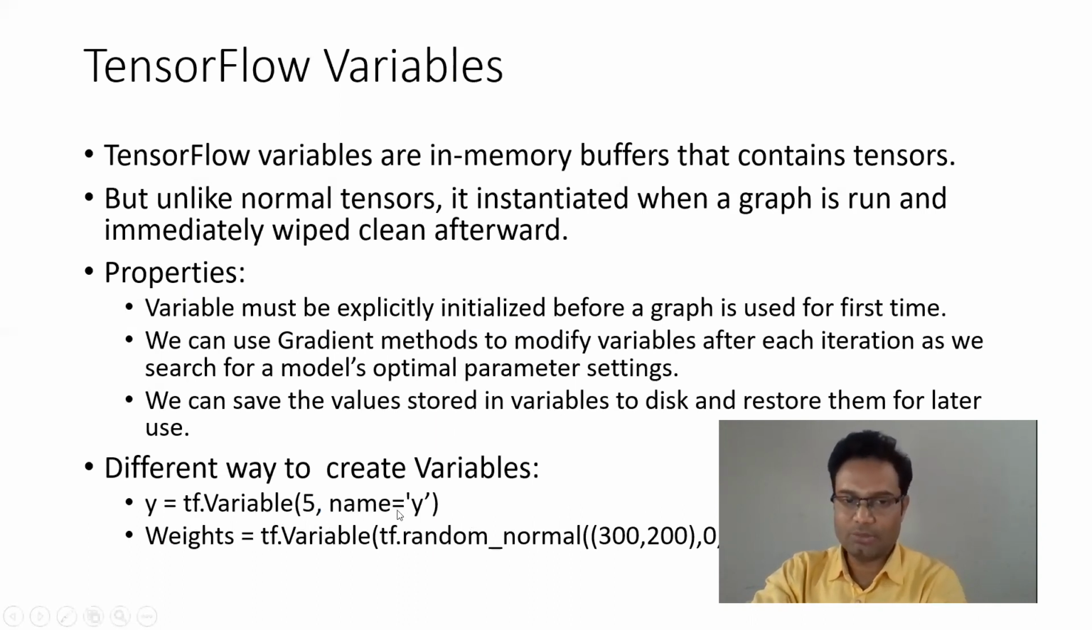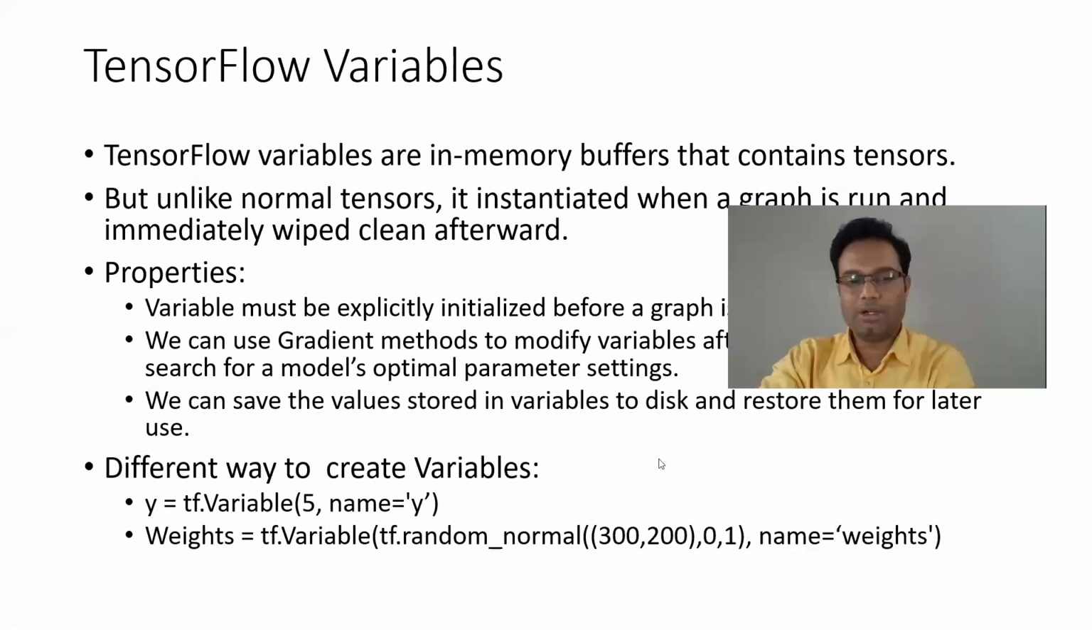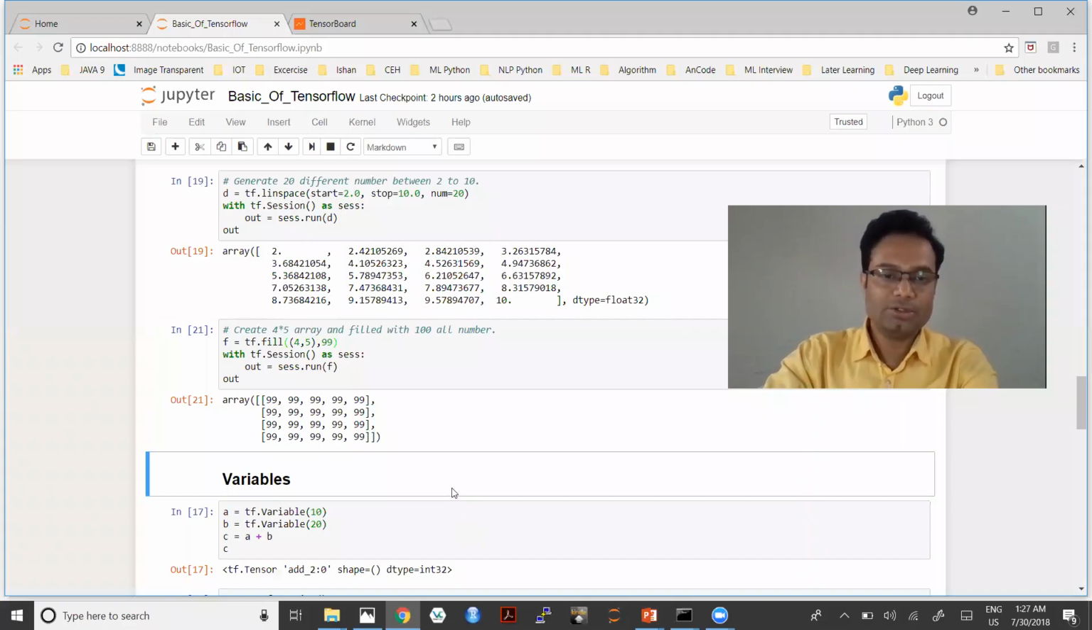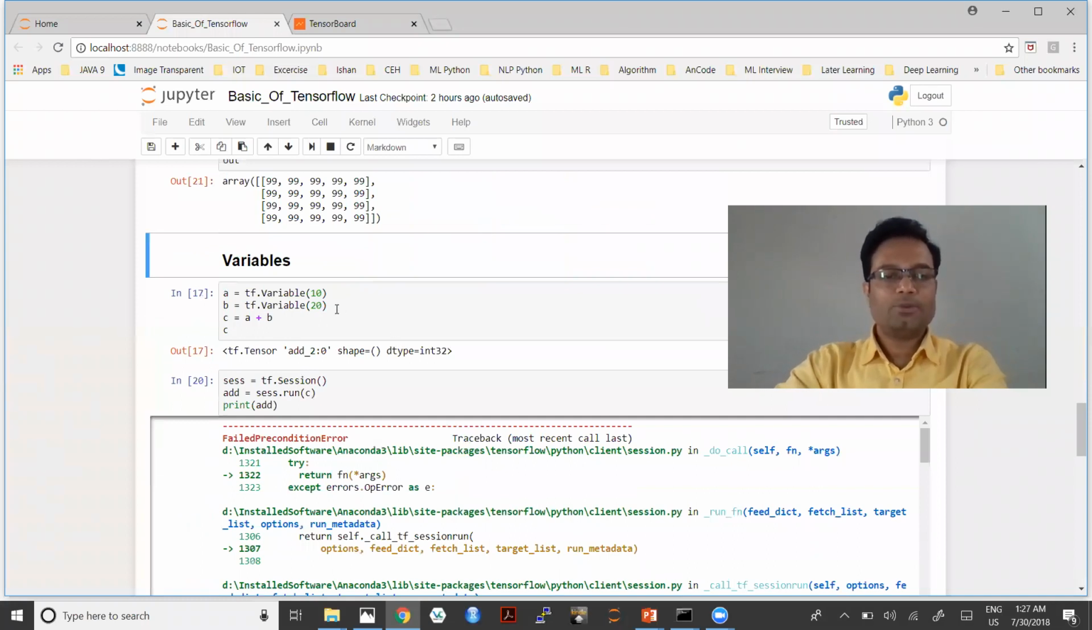Optional, you can pass the name also. This is one way. Another way is that you generate some random number and you pass those random numbers into the variables. So how it works, I want to show here. Suppose I create the variables a as 10 and b as 20, and the third node is a plus b, and I want to see the result here.